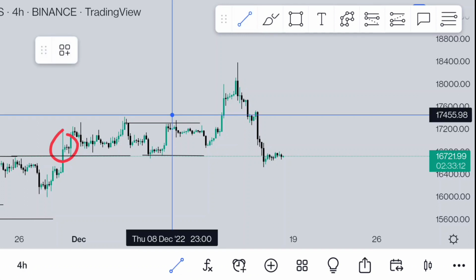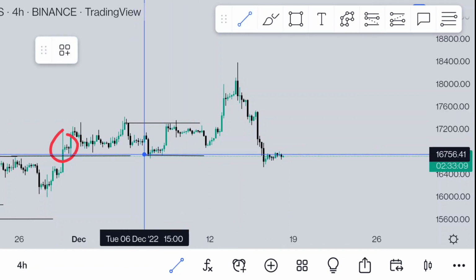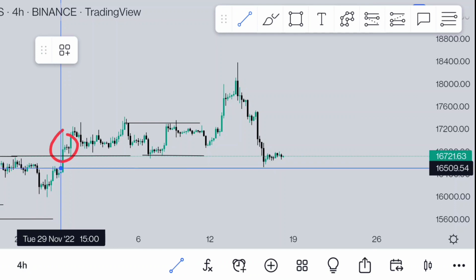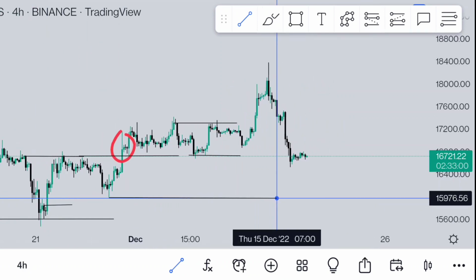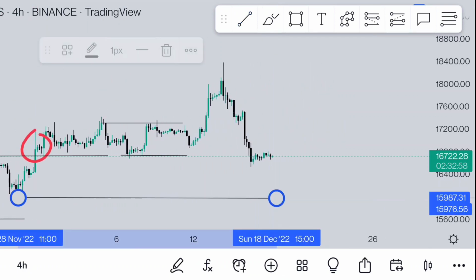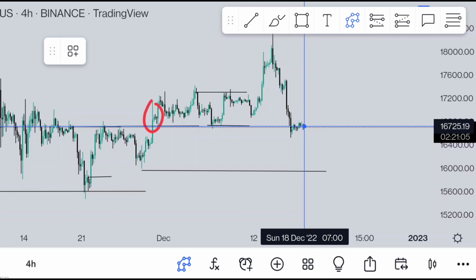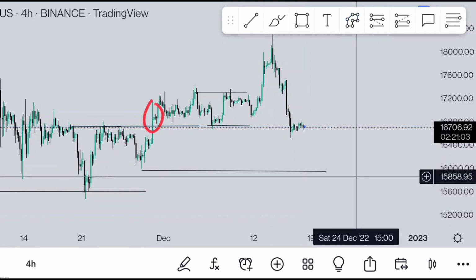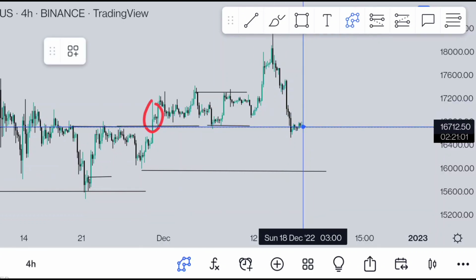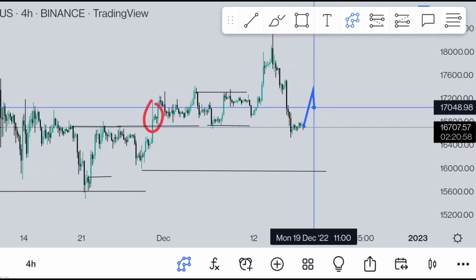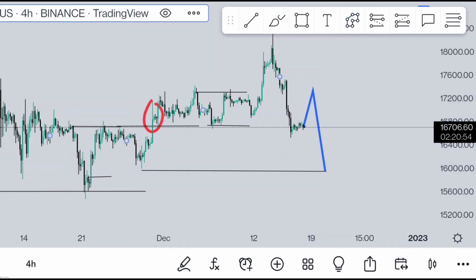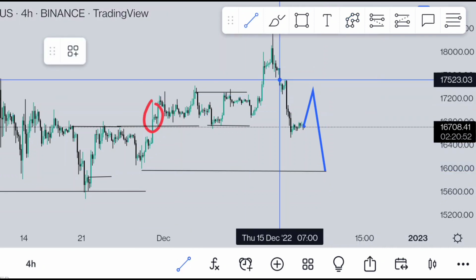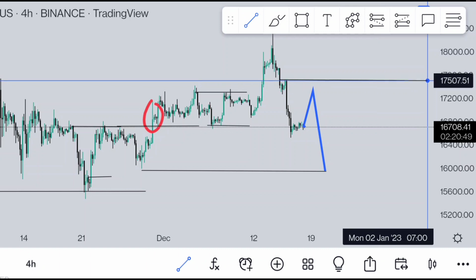So here you should target the lows. These lows were taken. Now here is the fair value gap. The fair value gap also has been tested. Now these are the lows, and you should short every pump that you get. Like if it pumps to this place, you should short here towards the downside. So your daily bias should remain to the downside as long as it does not close above these candles.